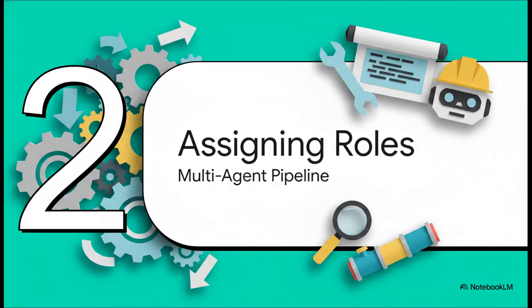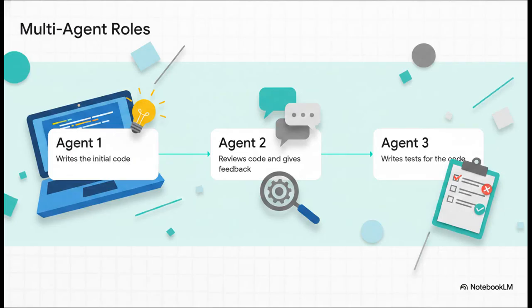Moving on to Section 2, assigning roles. Let's talk about the multi-agent pipeline. Once you've got prompting down, you can start deploying specialized roles, where multiple agents work simultaneously on the exact same task. Agent 1 writes the initial code. Then, Agent 2 steps in to review that code and provide critical feedback. Finally, Agent 3 writes tests based on the implementation and the review. Instead of letting a single AI just grade its own potentially flawed homework, this pipeline forces fresh context and a completely new set of eyes onto the problem, which drastically increases your output quality.